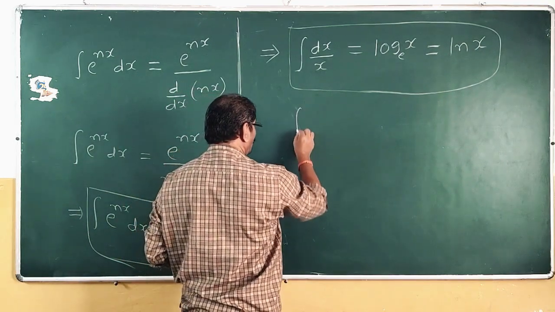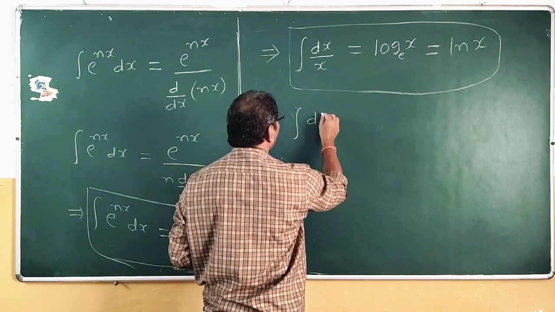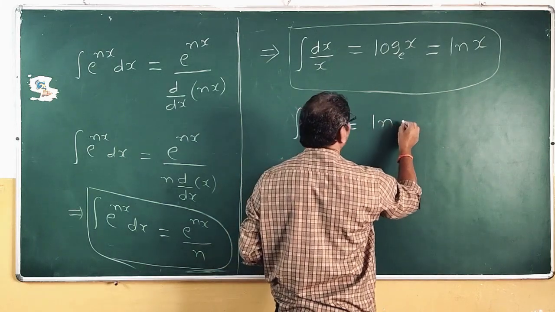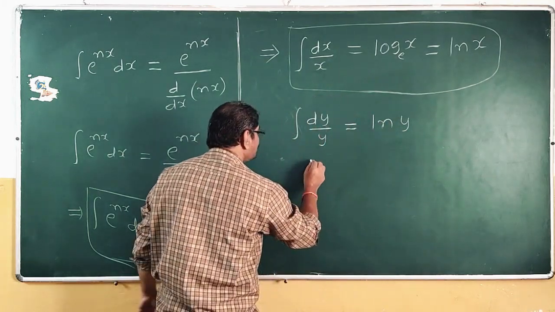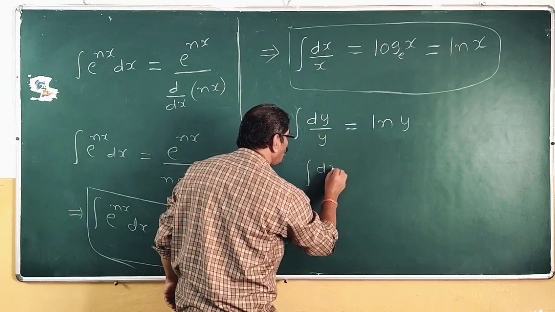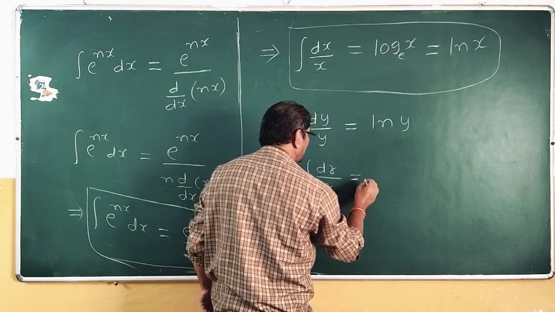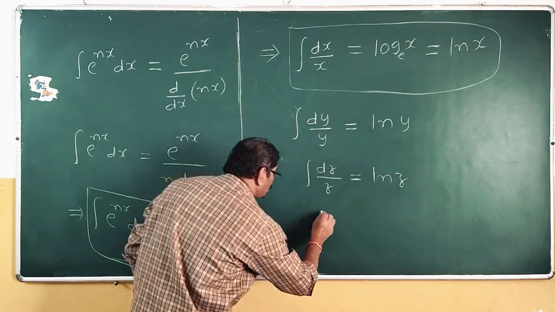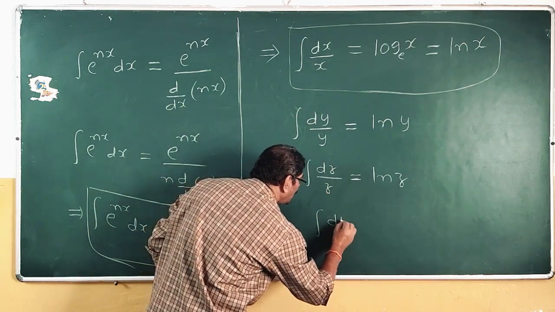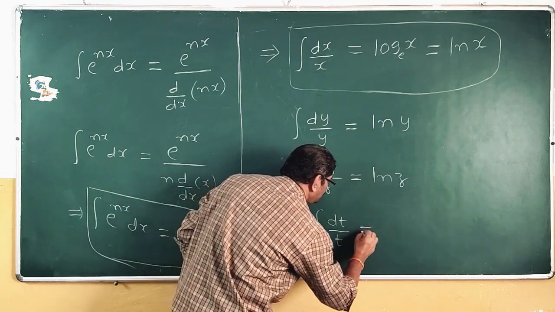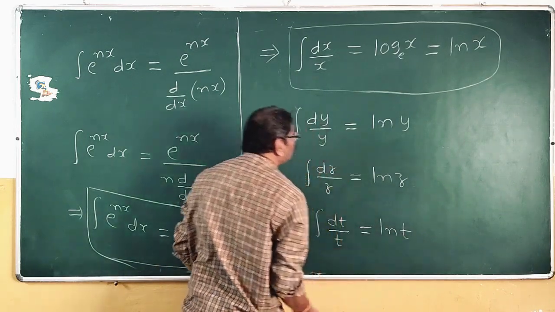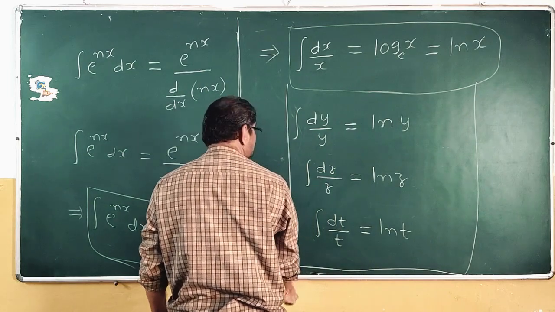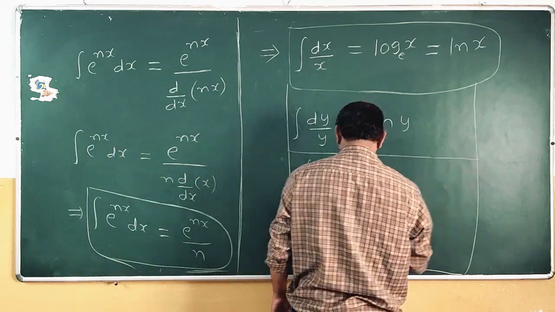Now remember, the integral of dy by y will be numerically equal to ln y. Similarly, the integral of dz by z will be numerically equal to ln z. Similarly, the integral of dt by t will be numerically equal to ln t. So remember, this is a very important concept we got for the integral.